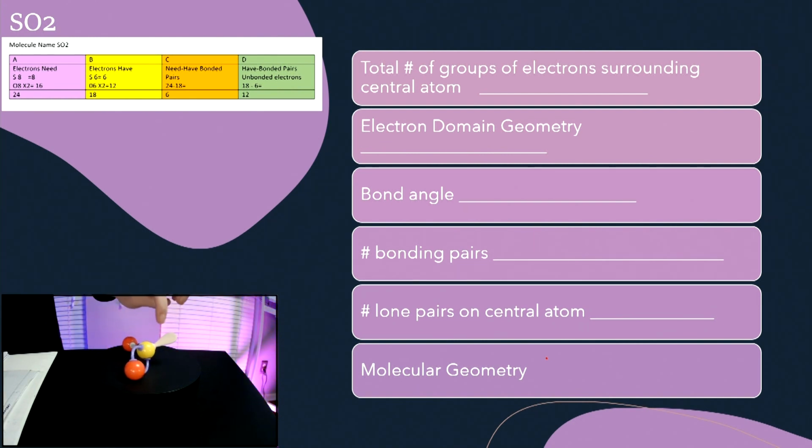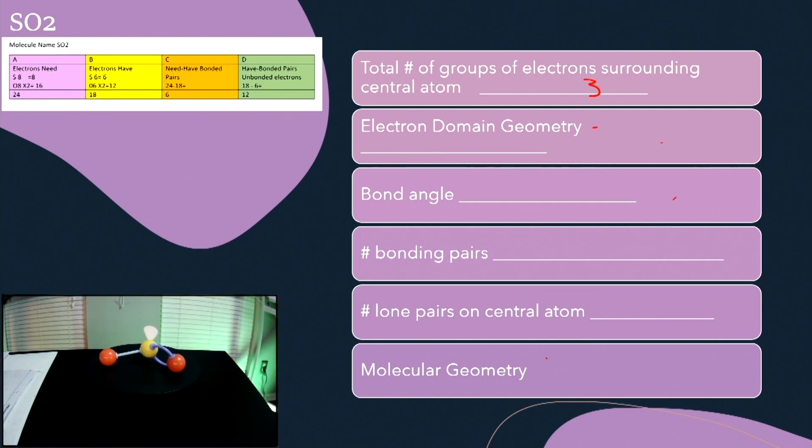And in this space, this is a region where we will find a pair of electrons. They're not bonded to anything else. They are unbonded. That's why they get called a lone pair, because they're on the central atom. So filling out the chart here on the screen, the total number of groups of electrons that surround the central atom are 3. The electron domain geometry is trigonal planar. The bond angle is going to be less than 120.